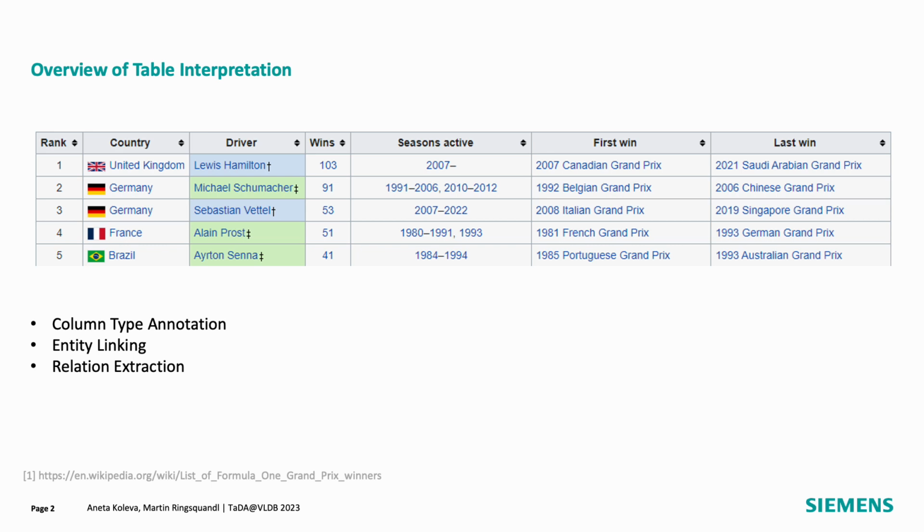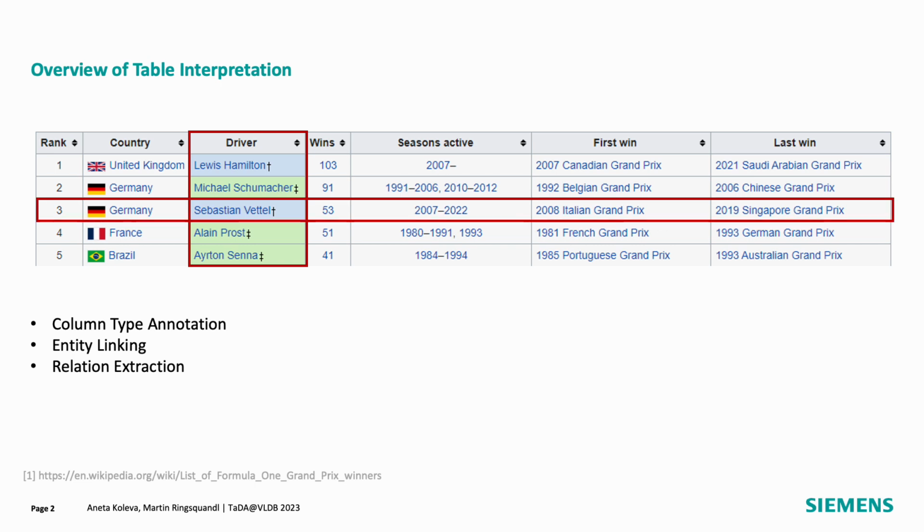The task of solving the table interpretation problem consists of several subtasks, including the column type annotation, where a column is annotated with a semantic type, entity linking, where a row or a cell from a table is linked to an existing entity, and relation extraction, where a link between two columns is extracted and linked to an existing relation. In this paper, we are focusing on the problem of column type annotation, where a column is annotated with a semantic type.